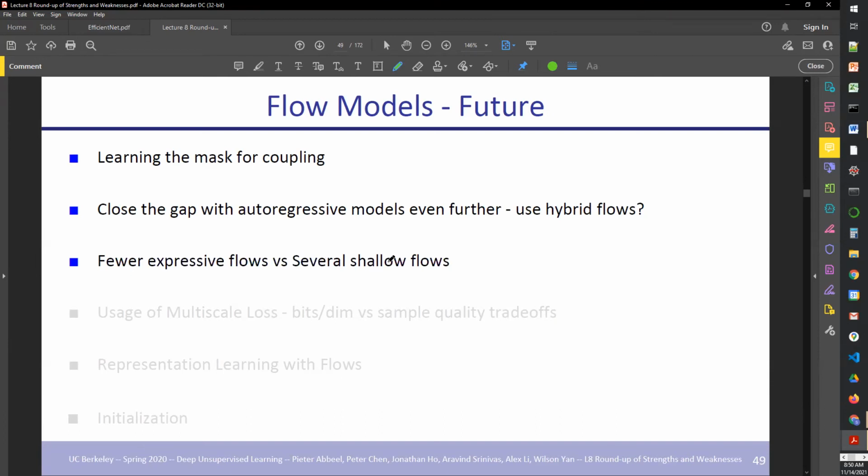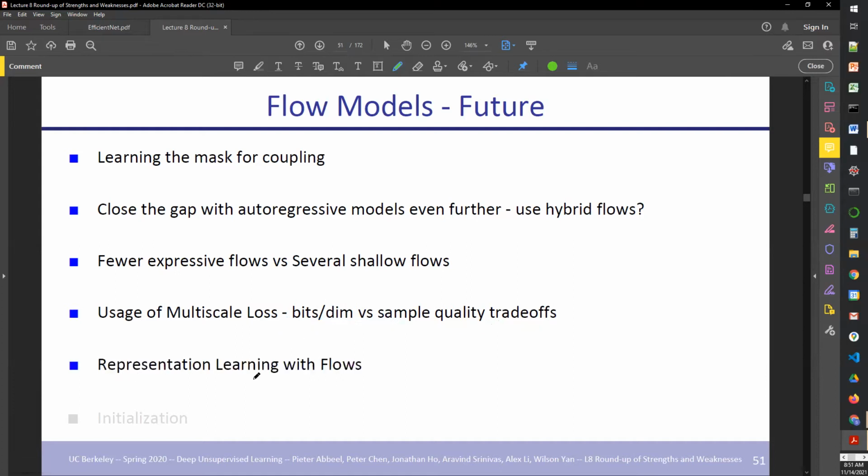fewer expressive flows versus using shallow flows, multi-scale losses, and the issue of, do you go after a very small bits per dim number, or are you more interested in the sample quality being much better? And interestingly, there is apparently a trade-off between these two, somewhat akin to what we trade off even in GANs or autoregressive models between blurriness and quality.